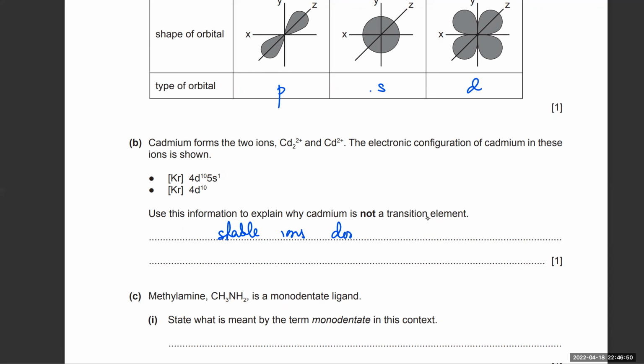The reason it's not a transition metal is that they don't have incomplete d subshells, or d-d transitions, which is why they're never going to be colored.